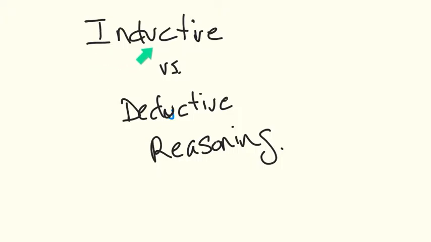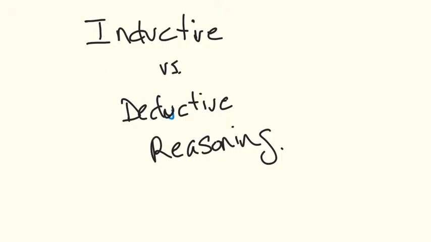Or on the other hand, if every cow I see is white with black spots, I might draw the conclusion that every cow is white with black spots. So as you can see, inductive reasoning can sometimes lead to good conclusions, and it can also sometimes lead to bad conclusions.